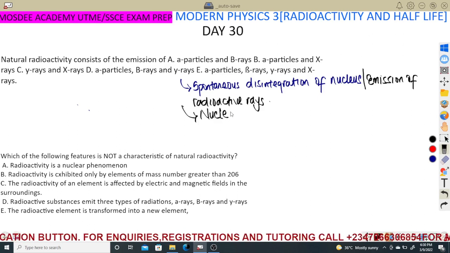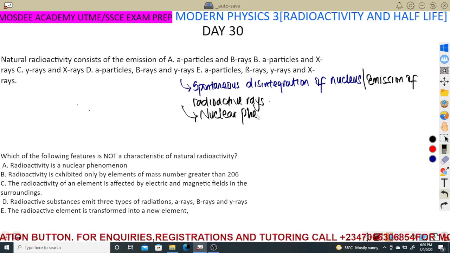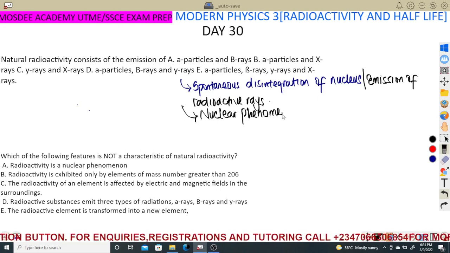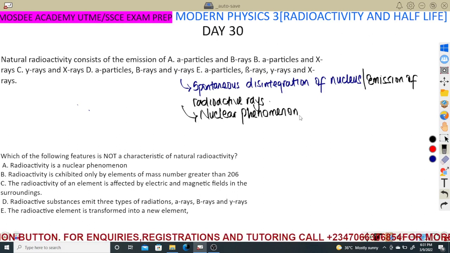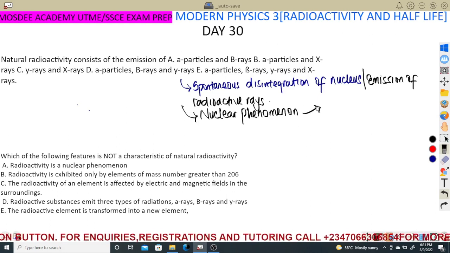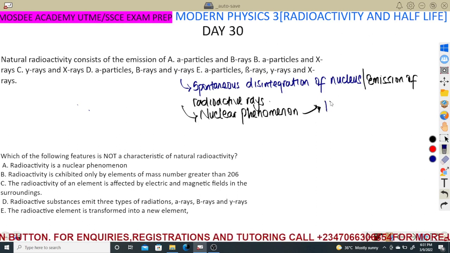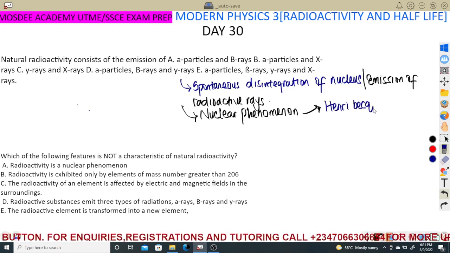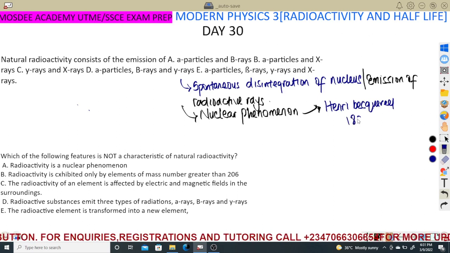Let me just write it like that: nuclear phenomenon. That is, it occurs only from the nucleus, it emanates from the nucleus. And I know it was discovered by Henry Becquerel. That was the first man, Henry Becquerel, in 1896.